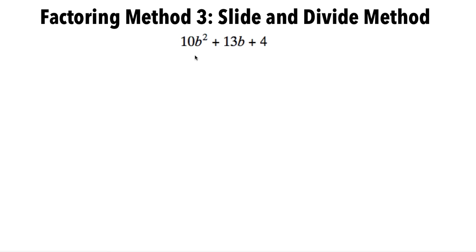This method to factor a quadratic is called the slide and divide method. And what we're going to do is slide this first term to the last term and multiply them together, and then eventually divide all at the end. So 10 times 4 is 40.